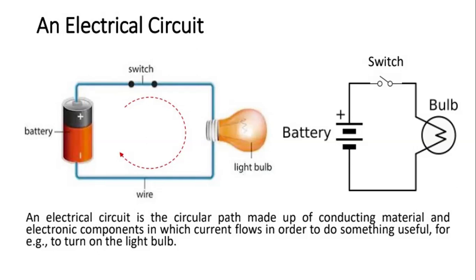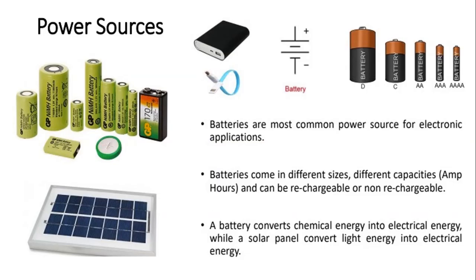So here we require input and output. Input is a battery and switch, and output is a bulb. The same thing is required for designing an electronic circuit. So we require a few important components. For example, I can say the power source, batteries.